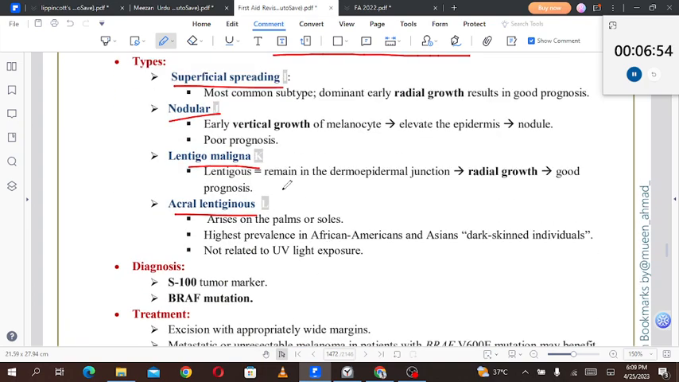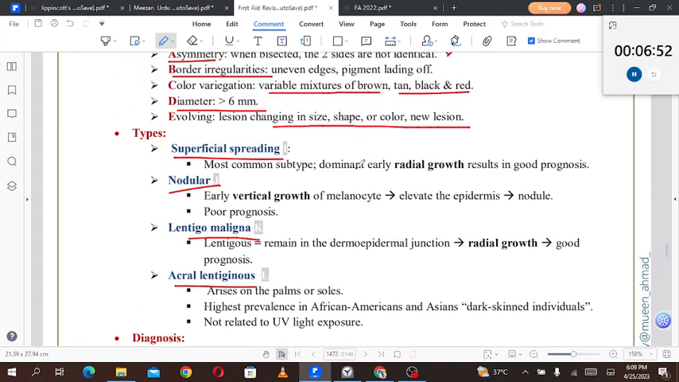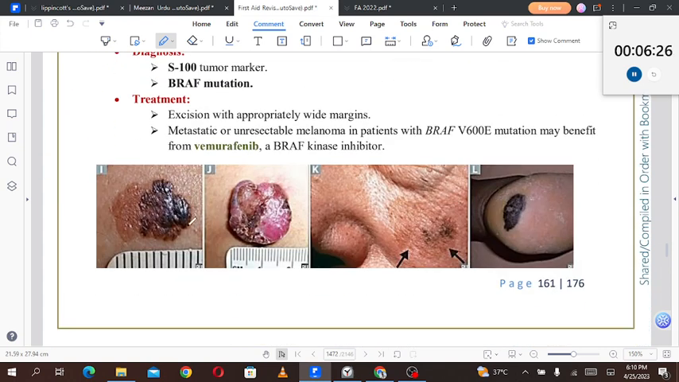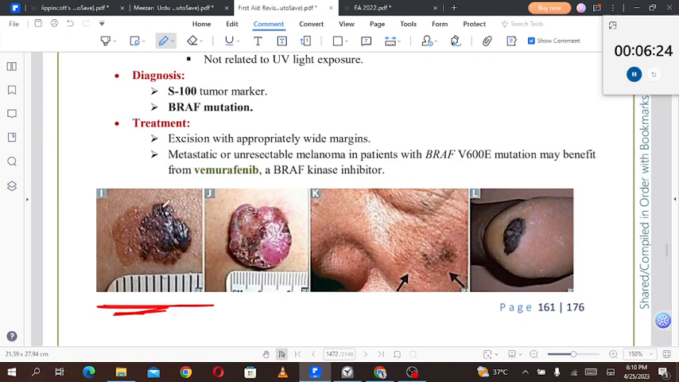So the first one is superficial spreading. It is the most common subtype, with dominant early radial growth, resulting in good prognosis. Suppose that this is the skin finding and the melanoma has developed there. If it is spreading laterally or radially, that is a good prognostic factor. If it has started going deep or vertically, that has a bad prognostic value. So the superficial spreading one has early radial growth, and that is why it has a good prognostic value, because it is detected early on. This one as depicted over here is the superficial spreading.